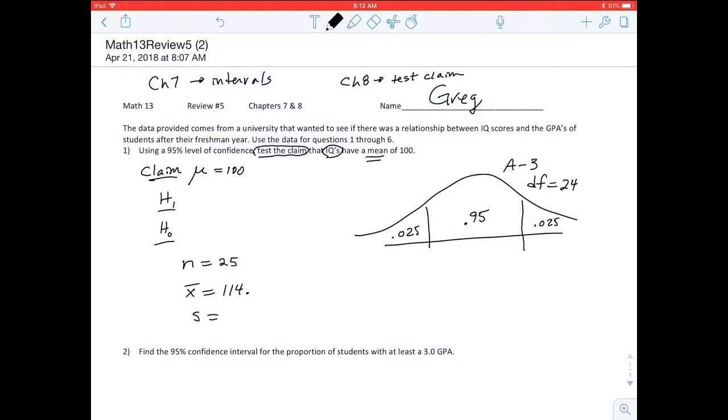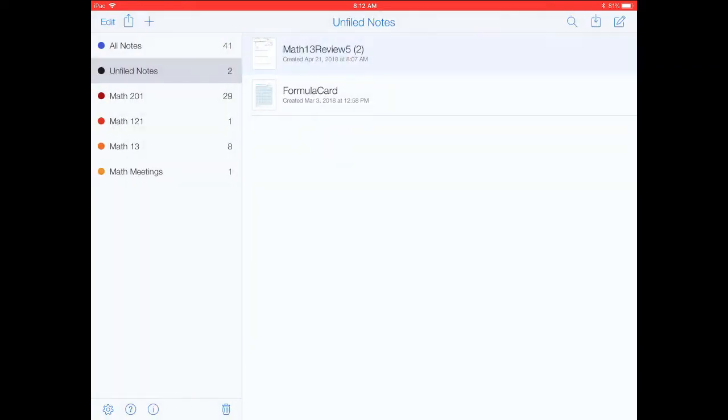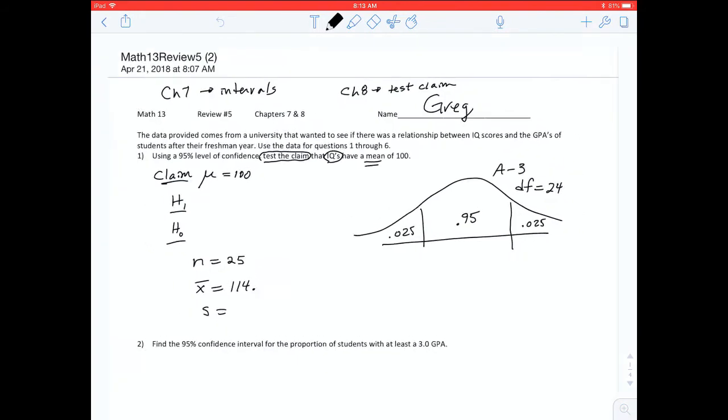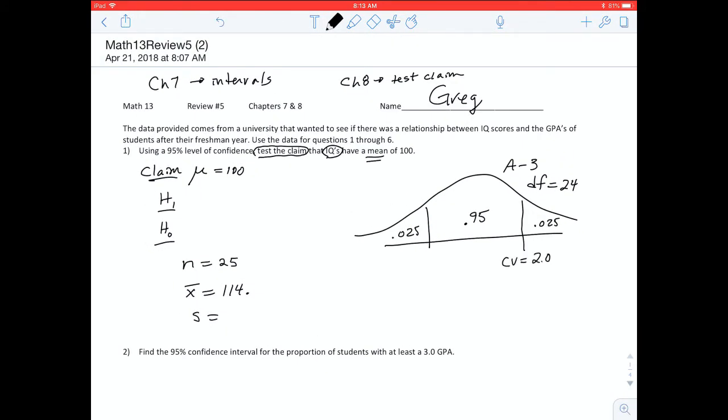So if I go to the table and use degrees of freedom 24, so this was a two-tailed test, and for those two tails it's 0.05, so you'd use this middle column, and then degrees of freedom is 24. So 2.064 is the critical value. And then on the left it would be negative 2.064. And then you could do the T-test on the calculator and find out what the test statistic is.